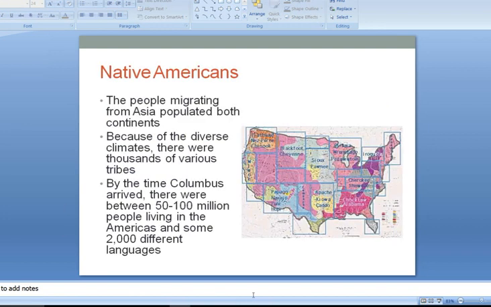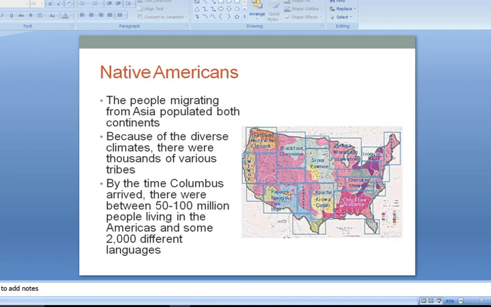So Native Americans. We're talking about what Columbus erroneously called Indians. He called them Indians because, of course, he thought he landed in India. It's a misnomer. Now we call them Native Americans, but that's kind of a catch-all term. There are going to be a lot of different kinds of people living in the Americas, and their lifestyles are going to vary based on where they live.